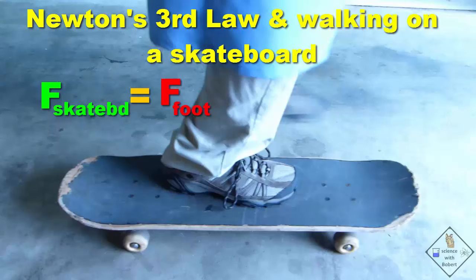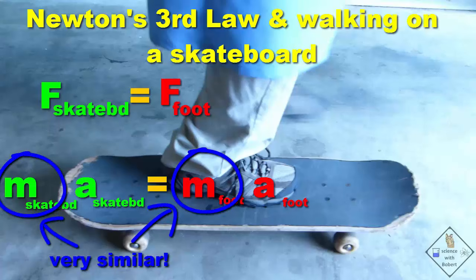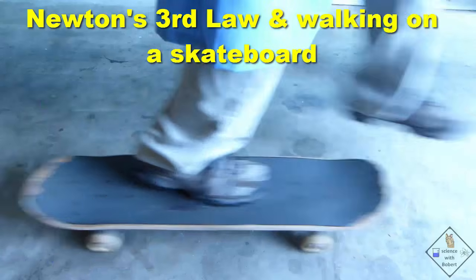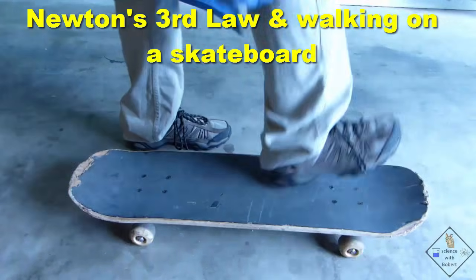So the force of the foot has to equal the force of the skateboard, or the mass of the foot times the acceleration of the foot has to equal the mass of the skateboard times the acceleration of the skateboard. But this time, the mass of the skateboard is pretty much the same as the mass of the foot. So that means the acceleration of the foot is close to the same as the acceleration of the skateboard. And now we can see the acceleration of the skateboard going in the opposite direction as the acceleration of the foot.